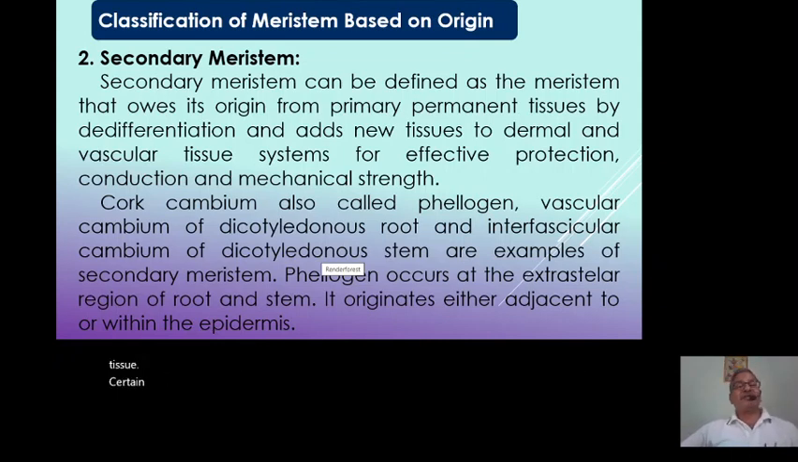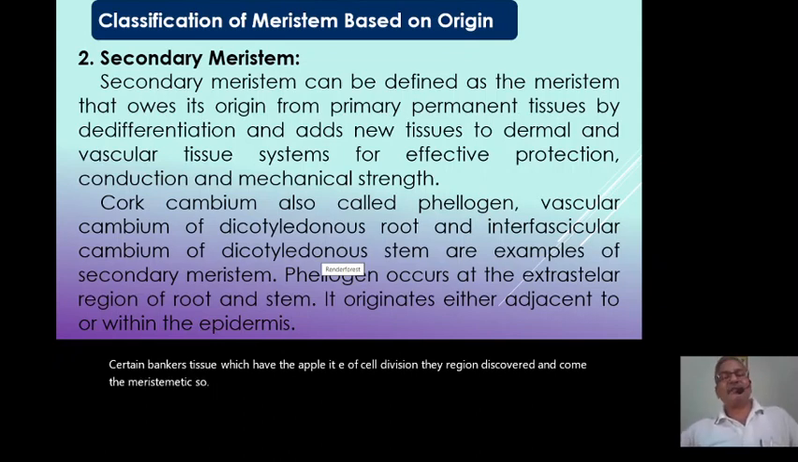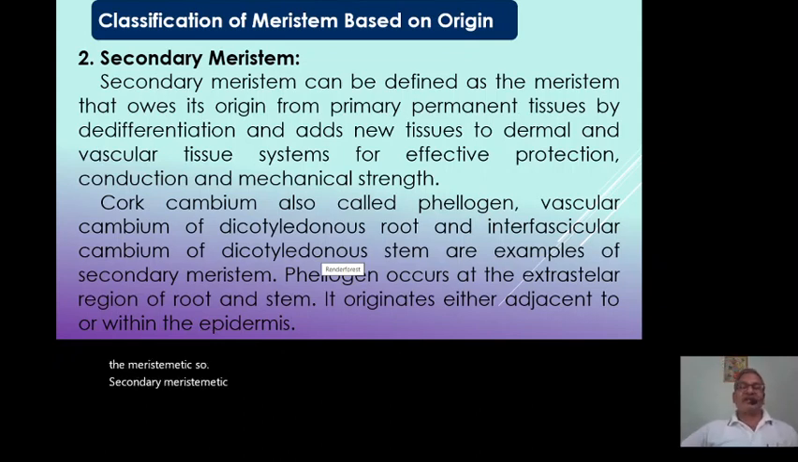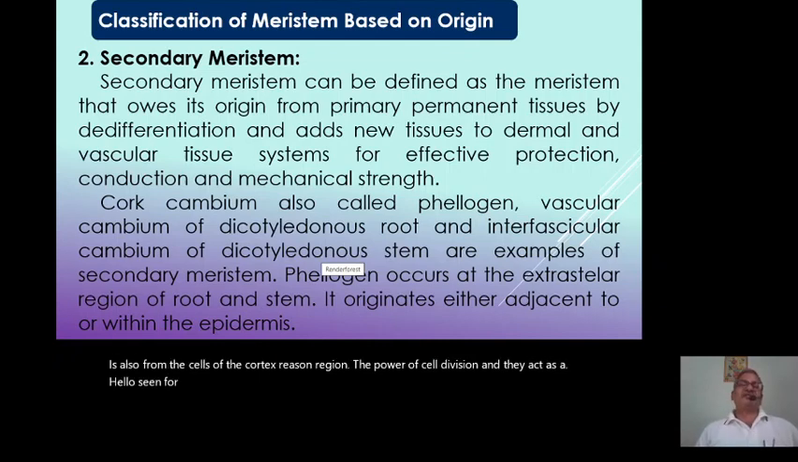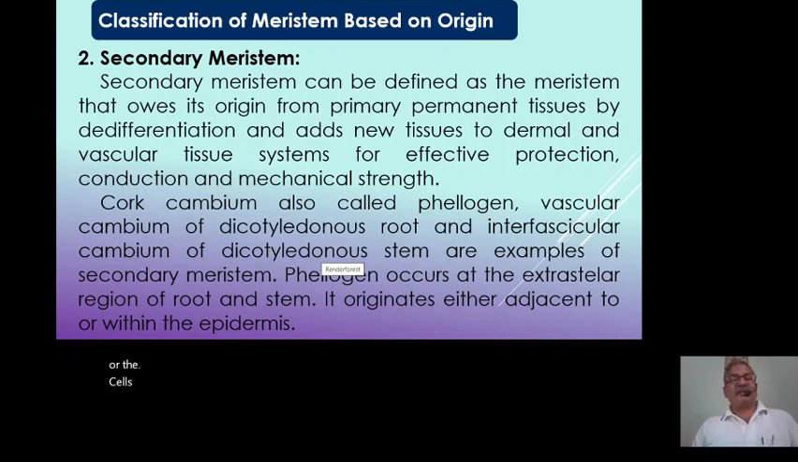Certain parenchymatous tissue which has the ability of cell division regains this power and becomes meristematic. So such tissues are secondary meristematic tissues. Similarly, in the cork region, cork cambium is formed. This cork cambium is also developed from parenchymatous cells. The parenchymatous cells of the cortex region regain the power of cell division and then act as phellogen or cork cambium. So all such tissues which become meristematic from parenchymatous cells or other types of cells are called secondary meristem.